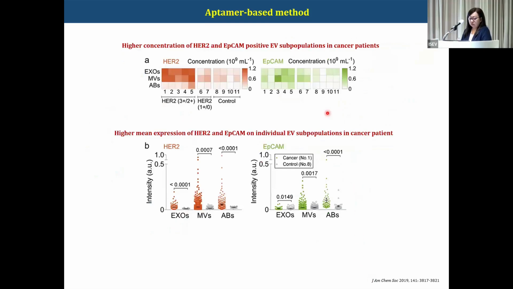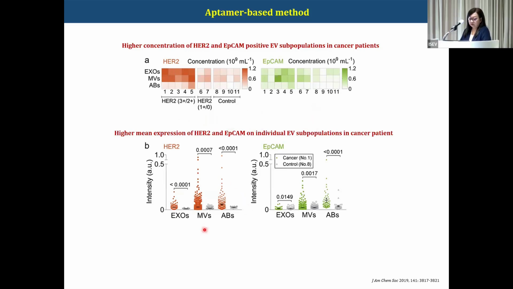This assay was applied directly to the serum of breast cancer patients at different stages and healthy controls. And EVs in serums were sorted by size into small EVs, microvesicles, and apoptotic bodies. The concentration of HER2 positive EVs were higher in stage 2 patients than stage 1 patients, and also the healthy controls. The EpCAM positive EVs were higher in patients compared to the healthy controls.